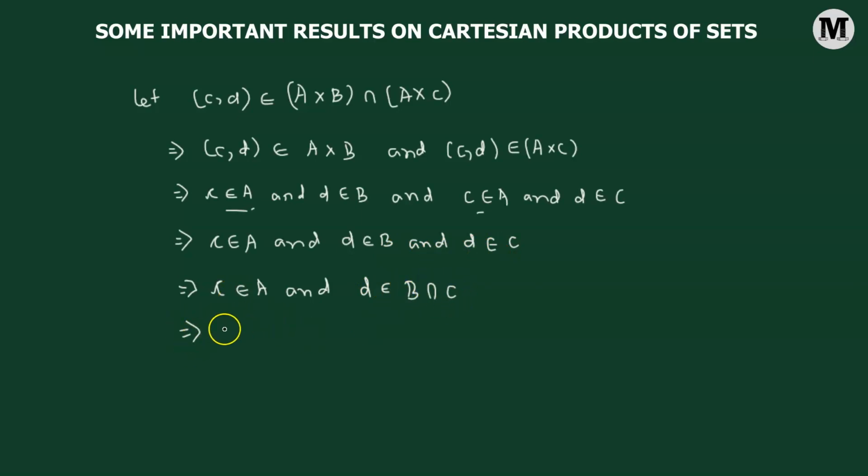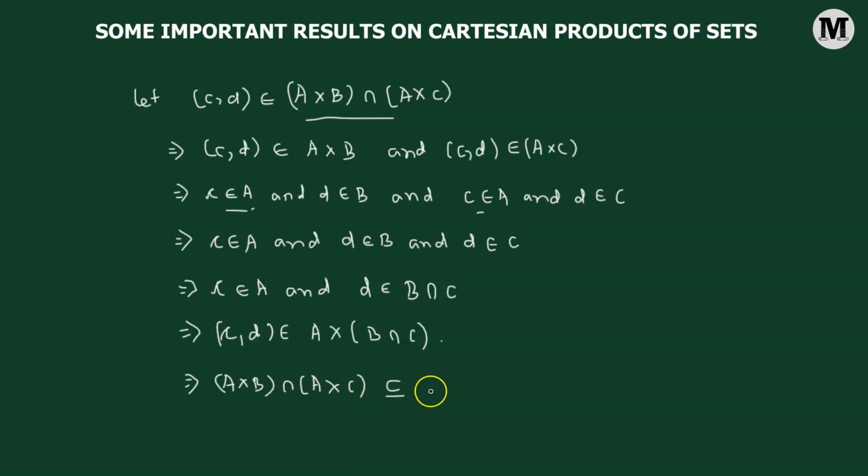Finally, when we combine these two statements, we get the ordered pair C comma D, which is going to belong to the Cartesian product of A and B intersection C. So we started out by considering an arbitrary element C comma D, which belongs to the Cartesian product of A and B intersection with the Cartesian product of A and C, and we were able to show that the same ordered pair also belongs to the Cartesian product of A and B intersection C. So this simply tells us that the Cartesian product of A and B intersection with the Cartesian product of A and C is a subset of the Cartesian product of A and B intersection C.